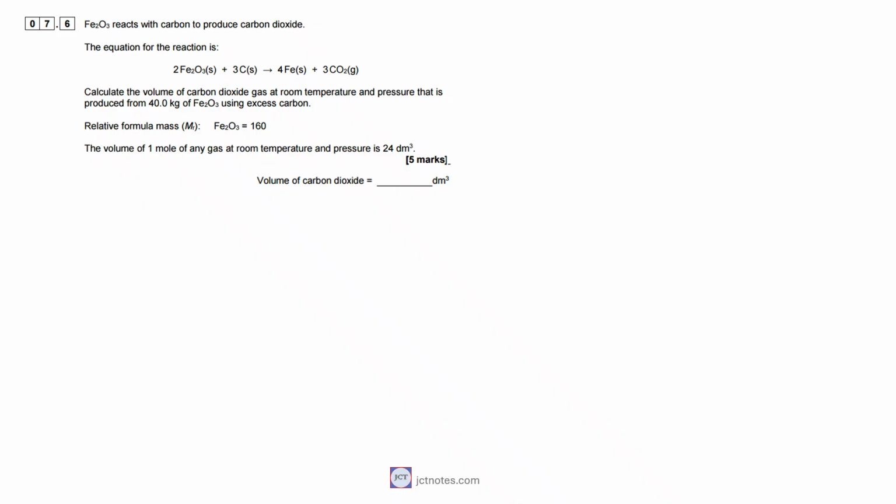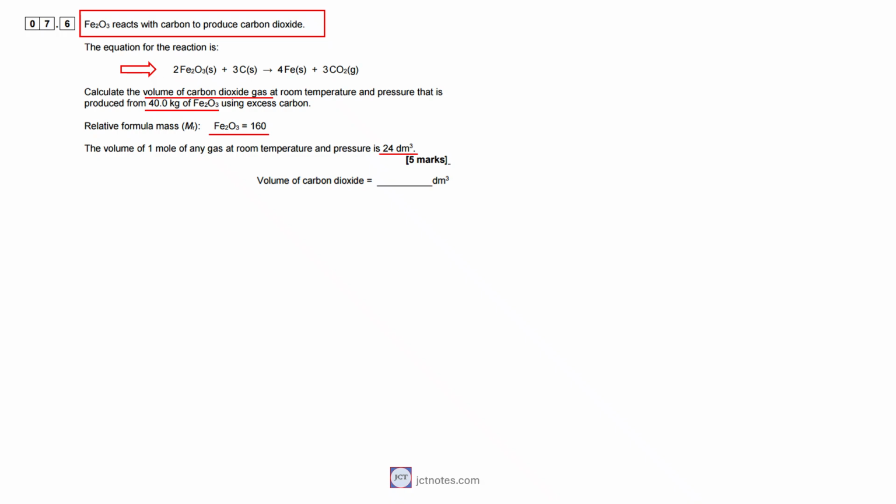Let's take a look at question 7.6. The question states, iron(III) oxide, Fe2O3, reacts with carbon to produce carbon dioxide. We are given the balanced symbol equation. Our task is to calculate the volume of carbon dioxide gas at room temperature and pressure produced from 40 kilograms of iron oxide using excess carbon. We are given the relative formula mass of iron oxide as 160, and we are told that the volume of 1 mole of any gas at room temperature and pressure is 24 cubic decimeters. This question is worth 5 marks.